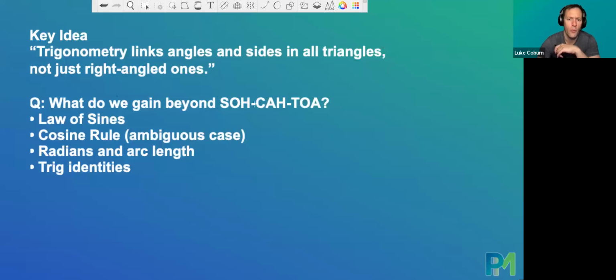So beyond SOH-CAH-TOA, we have the sine rule, the cosine rule, and we're also going to talk about radians. You can measure distance in miles and kilometers, or temperature in Celsius and Fahrenheit. So we have two different measures for angles: radians and degrees. You've been using degrees all through school. Then in fifth year, you talk about radians for the first time, and we'll talk about what it means. And then finally we have these trigonometric identities, which we'll also talk about.